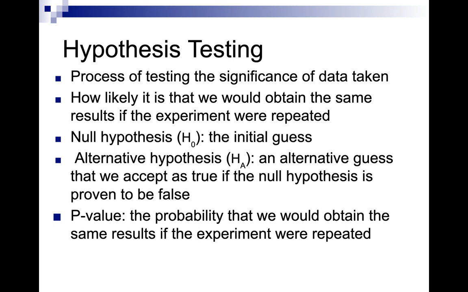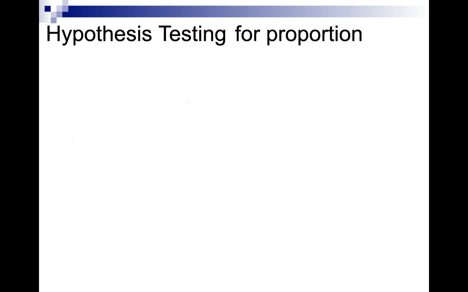Which means that your initial guess is more likely to be true. If you get a very low p-value, that means you're not likely to get the same results again. And obviously that's a problem. If you're not likely to get the same results again, that means your null hypothesis, your initial guess, is more likely to be false. Okay.